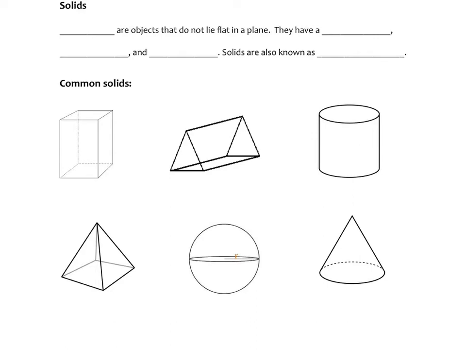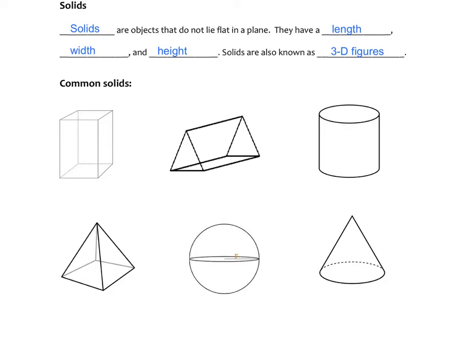Solids are objects that do not lie flat in a plane. They have a length, a width, and a height. Solids are also known as 3D figures, or three-dimensional figures. Below are 6 solids that we will be discussing throughout this chapter.